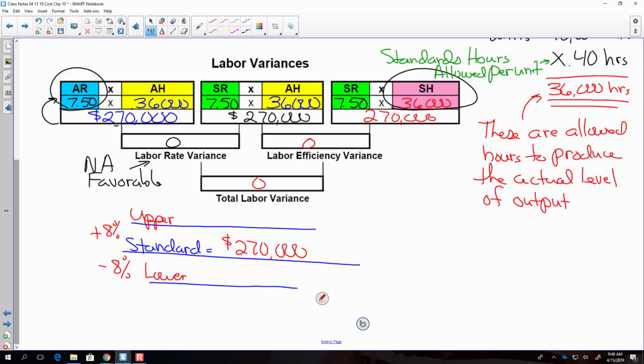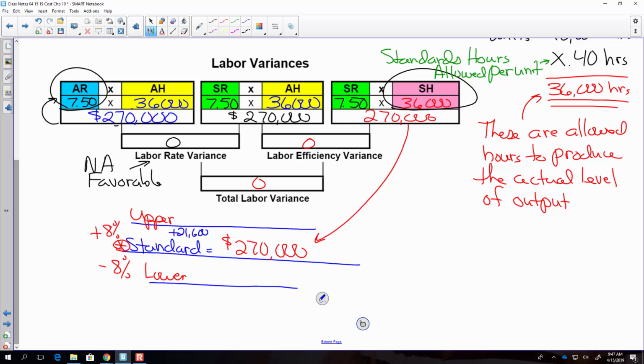I think there's one question or 2 questions on the exam where you have to determine what is the upper limit, what is the lower. Your job is to remember, how do you set the standard? The standard is set by using the standard rate times the standard hours. That sets the middle. That's what you need to know. That way it's really easy to take an additional 8%, which is, oops, sorry. 21,600. 8% is 21,600.